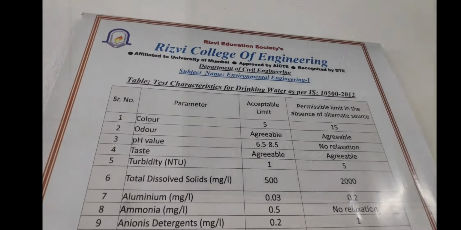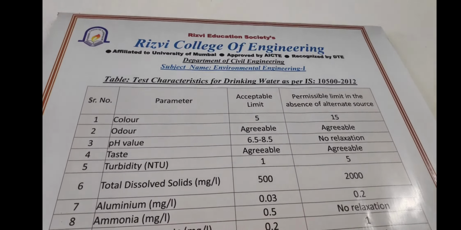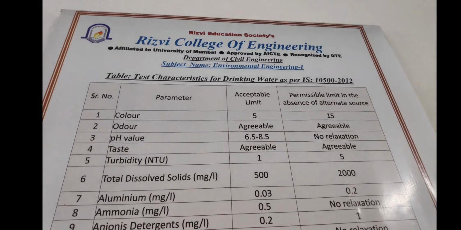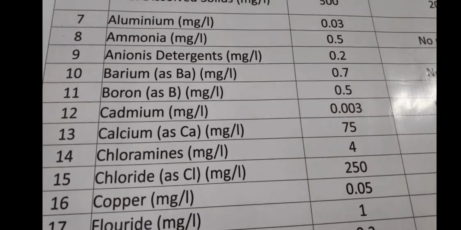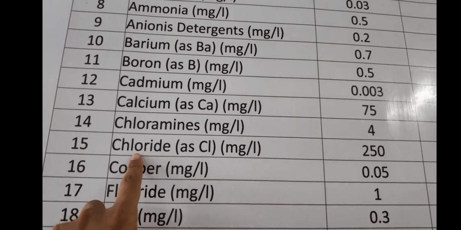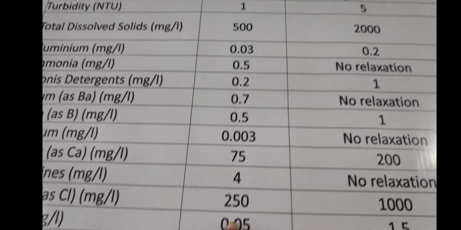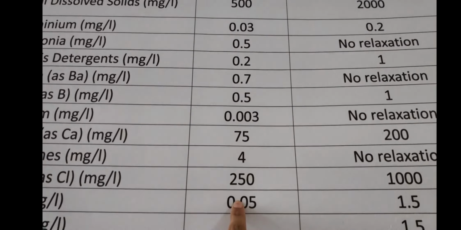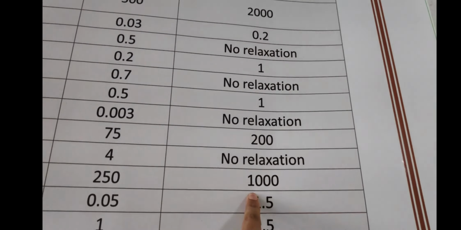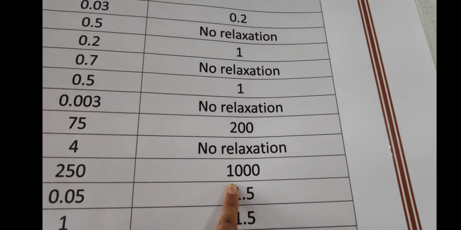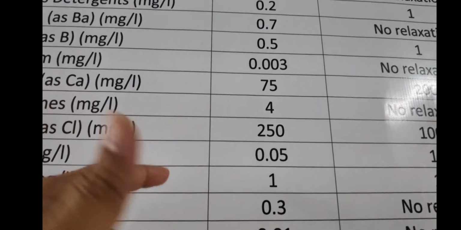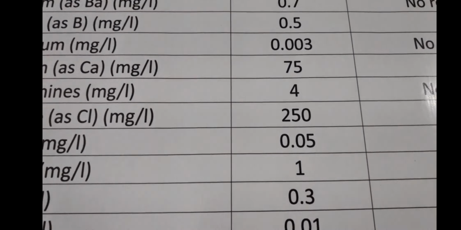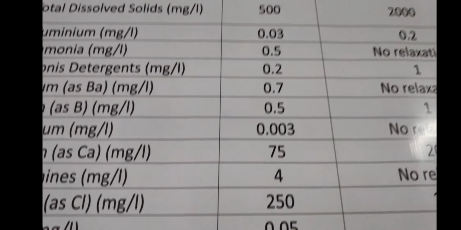You can see in this chart, which shows the test characteristics for drinking water as per IS 10500:2012. This is number 15, chloride. How much do we require? The acceptable limit is 250 mg per liter, and the permissible limit in the absence of an alternate source is 1000 mg per liter. It is okay if we get up to 250 mg per liter as far as drinking water is concerned.